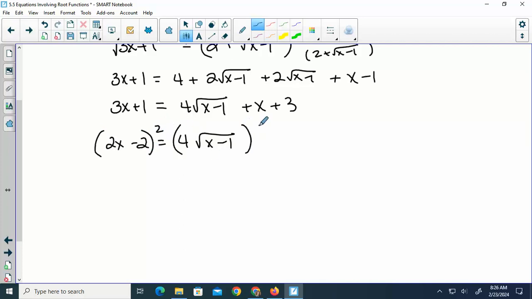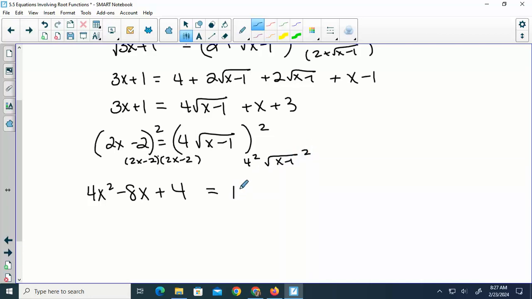So if we square now, over here, we have to FOIL. So you get 4x squared minus 4x and minus 4x will be minus 8x plus 4. Over here, you have to square the 4 and square the square root. So we get 16 times x minus 1, or 16x minus 16. Quadratic, set it equal to 0.